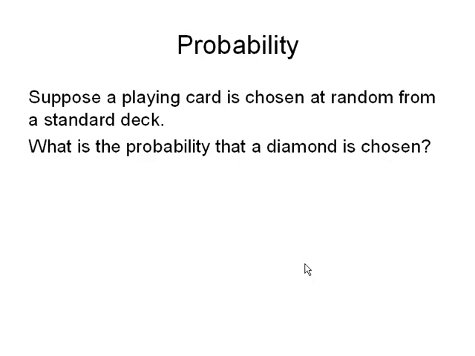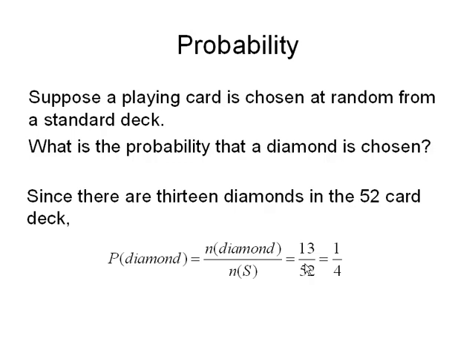Now I could also ask, what is the probability that a diamond is chosen? So now I need to know how many diamonds there are. There are 13 diamonds in a 52 card deck. The probability of a diamond is going to be the number of diamonds divided by the number of things in the sample space. So 13 divided by 52, or 1 divided by 4, or you'll get a diamond 1/4 of the time.